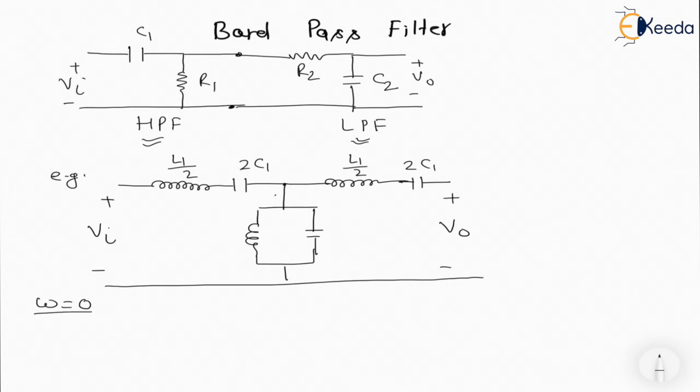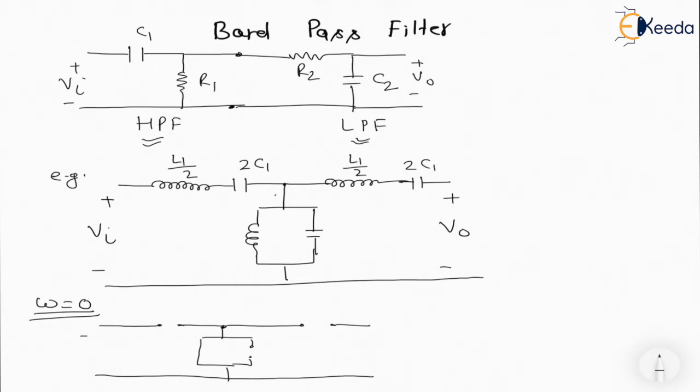Now I will discuss. First, omega is equal to 0. So at omega is equal to 0, inductor will be represented as short circuit and capacitor will be open circuit. So if we draw at omega is equal to 0, this will be short circuit and this will be open circuit, and again short circuit and open circuit. So from this circuit we can easily get that plus minus Vi and this is plus minus V naught. So V naught will be equal to simply 0 at omega is equal to 0.